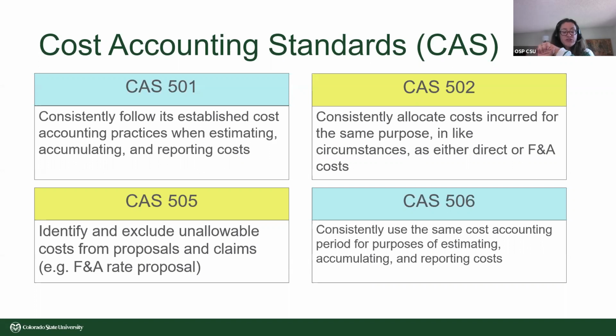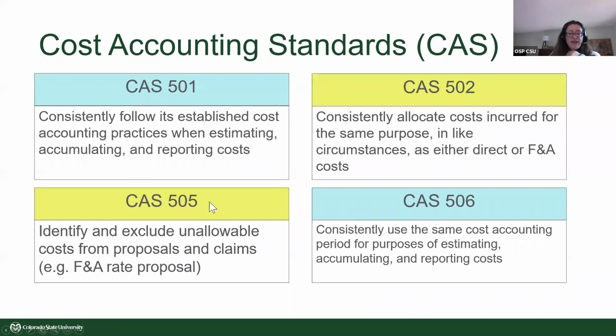So at CSU, you can go out to the Business and Financial Services website and look up the DS2 and take your time and read it. It just says that we have to establish these standards. 502 says we have to consistently allocate costs incurred for the same purposes. You saw this with cost allowability in the cost principles. It's repeated here. Consistency in charging either as direct or indirect cost.